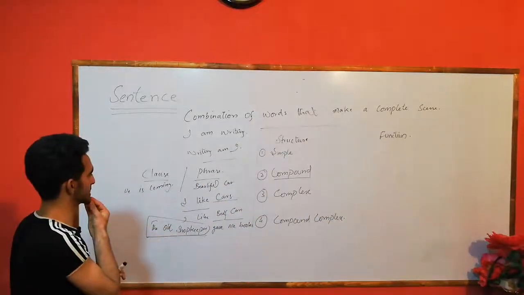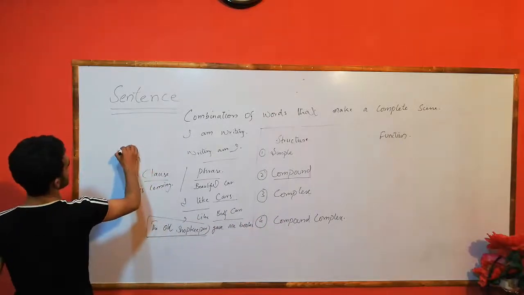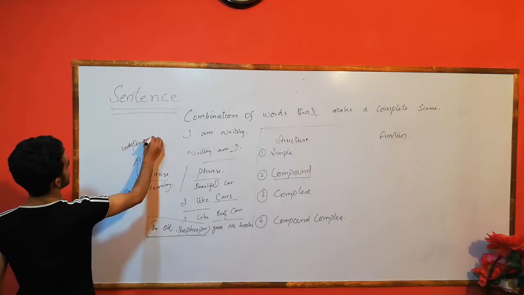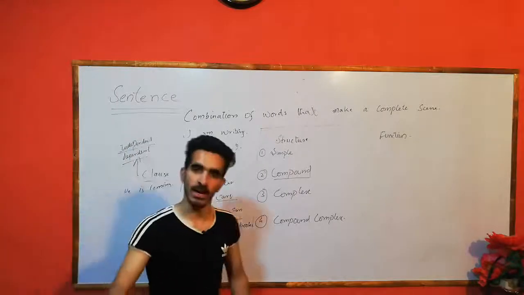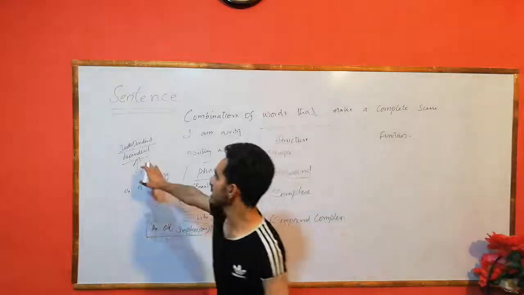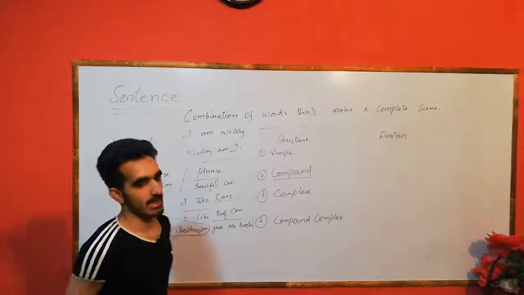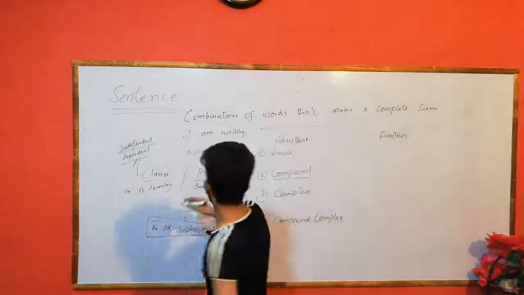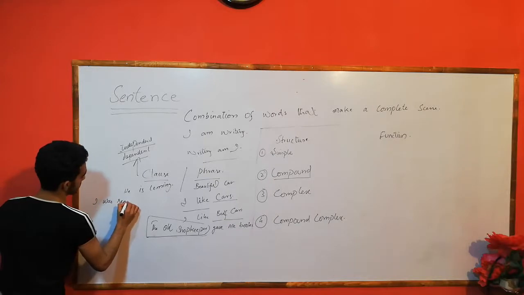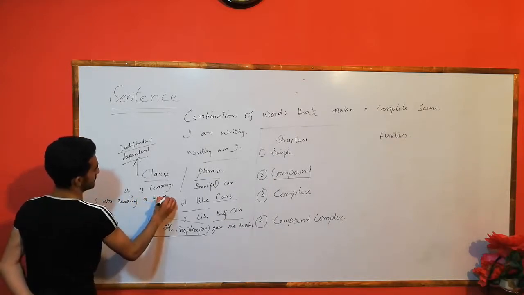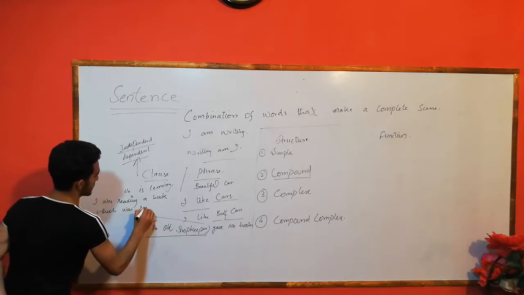Now I hope that you understand the difference between clause and phrase. There are two kinds of clauses: independent and dependent. An independent clause can stand by itself, but a dependent clause cannot stand by itself. For example, I say I was reading a book which was really charming.